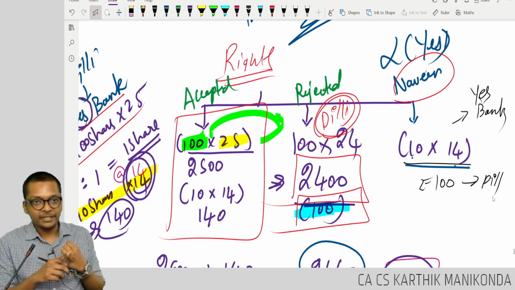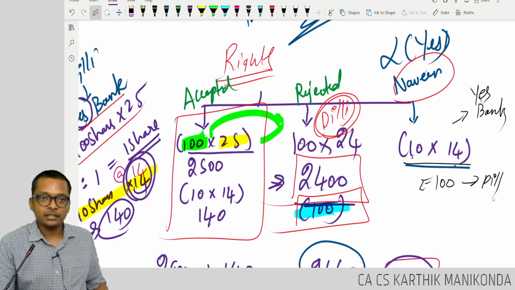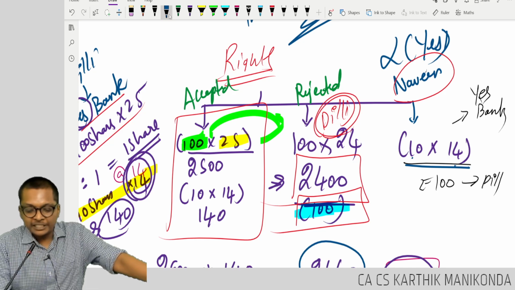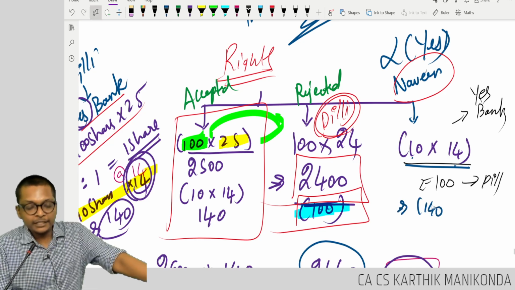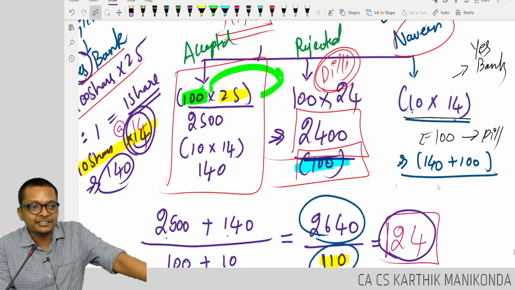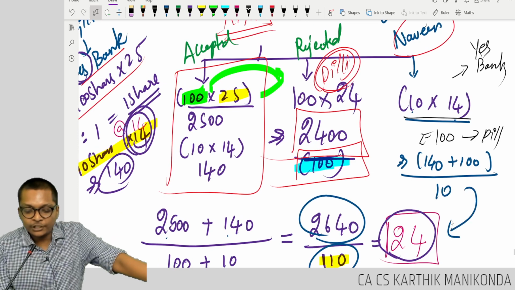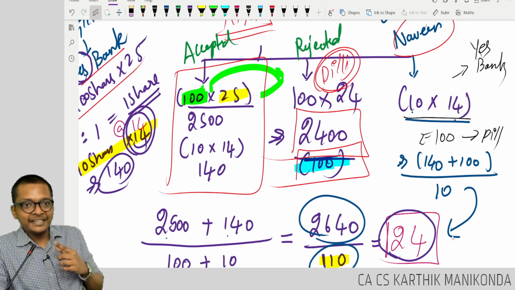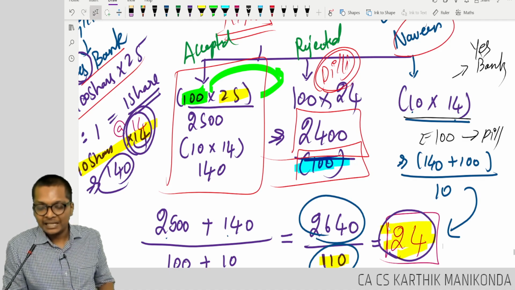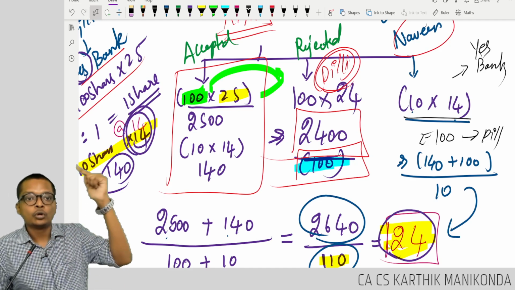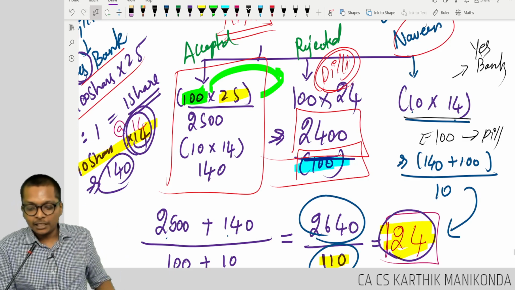So Yes Bank also is happy. Naveen also is happy, correct? Naveen is happy because how many shares did he buy? 10 shares. How much did he pay? He paid 140 to Yes Bank and paid 100 to Delhi. Totally he paid how much? 240. For how many shares? 10 shares. What is the per share value? 24. That means Naveen indirectly paid the same 24, the theoretical ex rights price. But he paid 14 rupees to whom, guys? Yes Bank, and 100 rupees to Delhi.